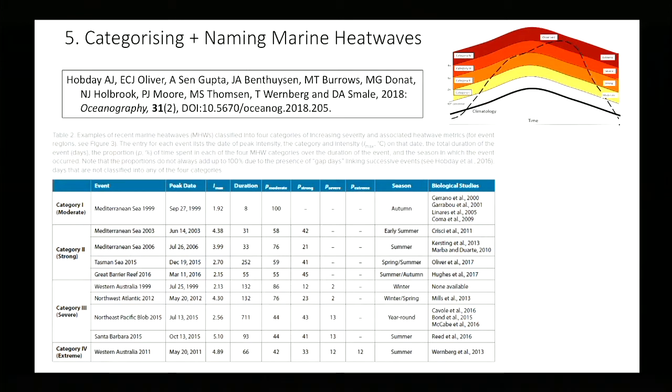And then when you revisit all the events, you can start to show which ones were really big. This table shows Category 1 through to Category 4. Even though the Tasman Sea marine heat wave was really big in terms of its duration, 251, 252 days, it really only reached Category 2 intensity. Whereas the Western Australian marine heat wave was out to a Category 4, so it was incredibly intense. And that breaks down the proportion of days that it actually sat in those particular categories.